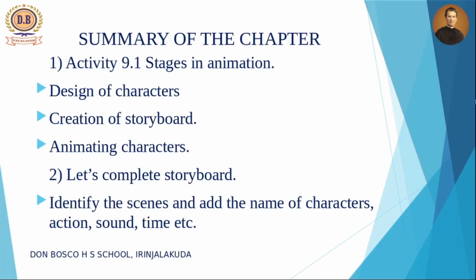Now let's summarize chapter 9, moving images with Synfig Animation Studio software. So the first activity was activity 9.1, stages in animation. There are three main stages in animation. First one is design of characters. After that, based on the characters, we have to create a storyboard. Then the last and final stage was animating characters. So these are the three main animation stages.